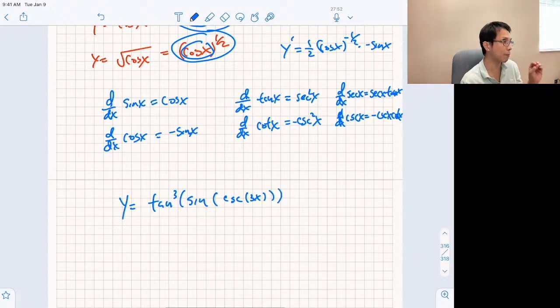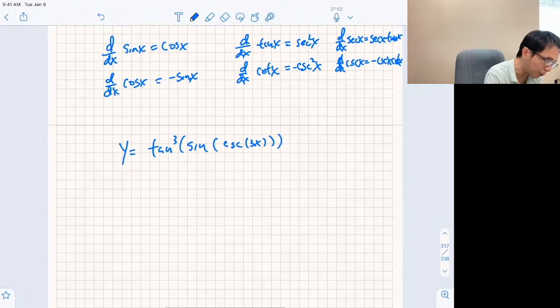Okay, so now pay attention. There was a few layers. This is like a 5-layer cake, and there was a 3x inside. There was a cosecant. Cosecant 3x is within sine. Sine of cosecant of 3x is within tangent. And the tangent of sine of cosecant of 3x is within the x to the cube function.